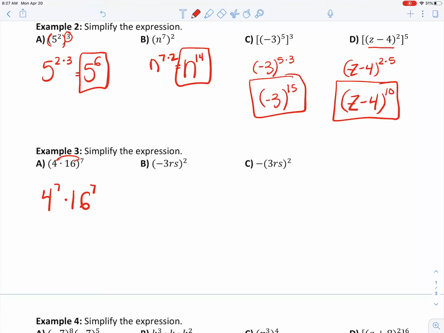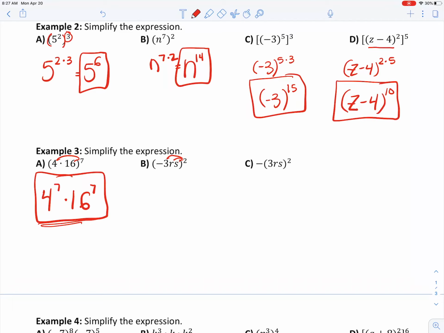Now I do know that 4 to the 7 is some larger number, right? And 16 to the 7 is some larger number. But because our whole lesson today is about exponents, we are going to leave our answer as this. I don't want us to multiply out 4 to the 7 times 16 to the 7. Okay, I want our answer left just as shown.